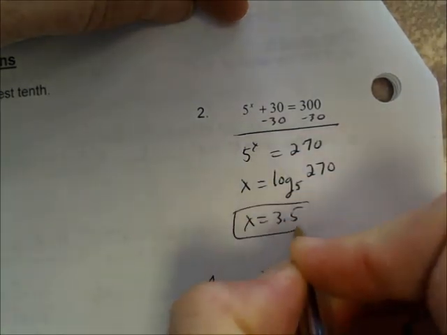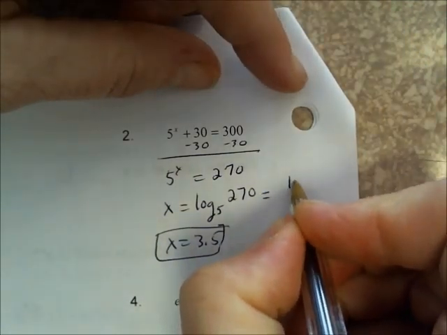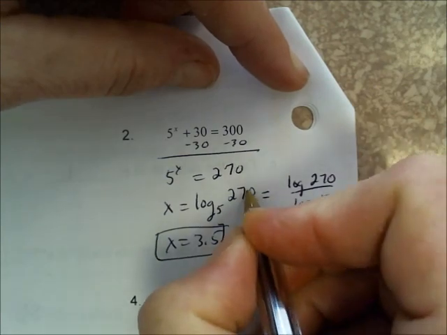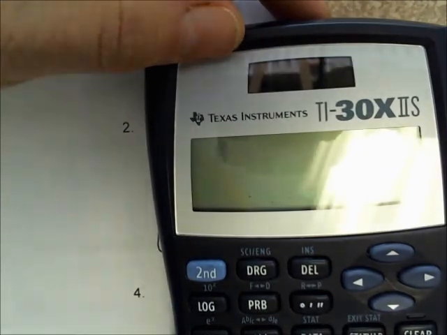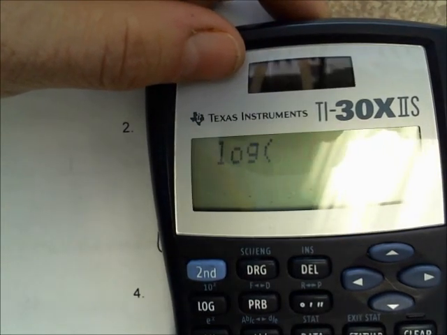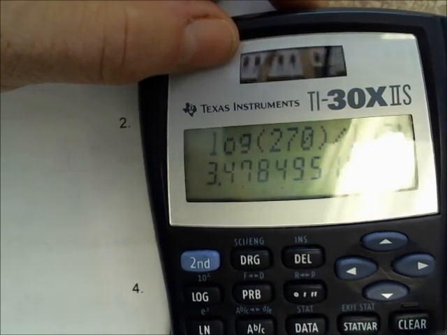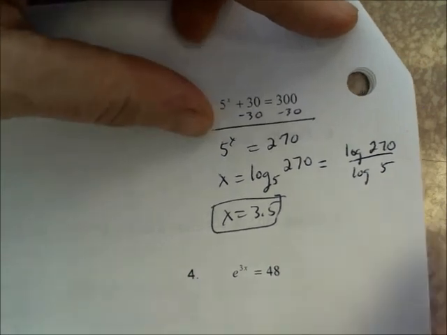And that's it. If you wanted to use your other calculator, if you don't have a graphing calculator, this is the log of 270 divided by the log of 5. The log of the argument divided by the log of the base. So in case you have one of these, the log of 270 divided by the log of 5 will give you the exact same answer, 3.5. Just depends on what you have.